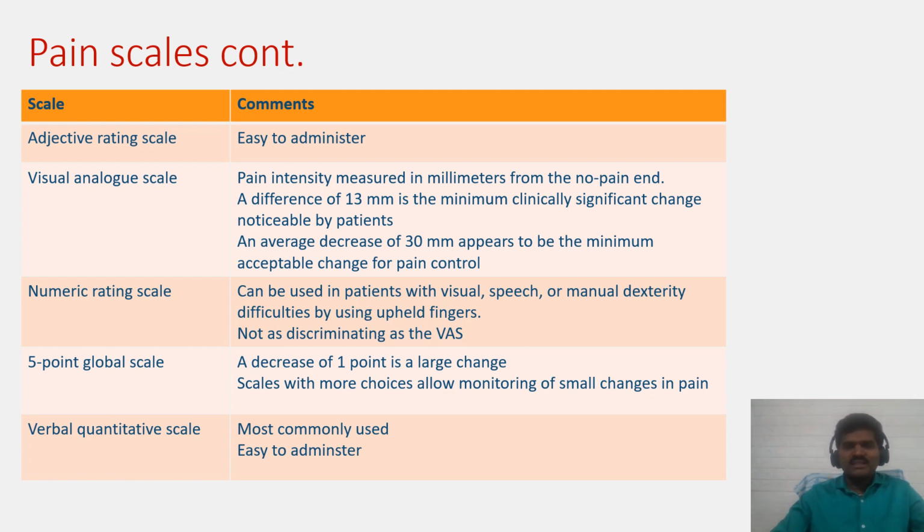In a 5-point global scale, a decrease of 1 point is a large change. Scales with more choices allow monitoring for small changes in pain. So a 5-point global scale may not be useful in the emergency department. The verbal quantitative scale is most commonly used, and it's very easy to administer.